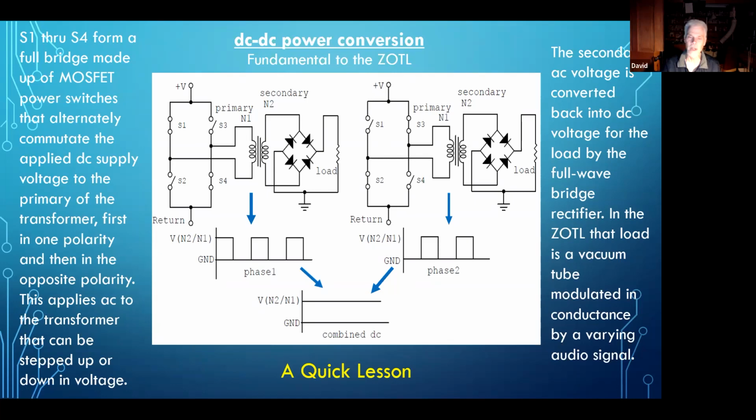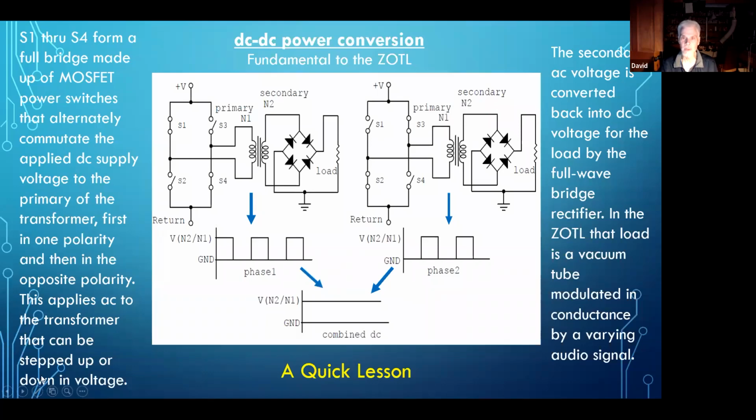I'm not showing any parasitic effects or anything. This is just ideal, but it's not far off from the truth. So the voltage you get at the output is simply the turns ratio N2 divided by N1 times the voltage that's applied.